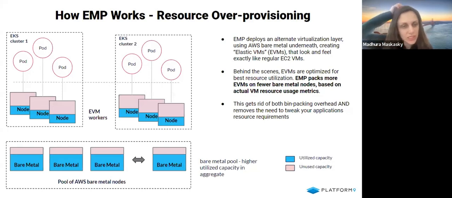And so you can see in this example, even though the individual worker nodes, blue indicates the actual utilized capacity and pink indicates unused capacity. And so the individual virtual machines that are your worker nodes for your EKS clusters may not be fully utilizing the capacity given to them. The underlying bare metal, which is what you'd be paying for with EMP, actually is getting utilized a lot more. And that's how you derive the best value out of the resources you're deploying with EMP.